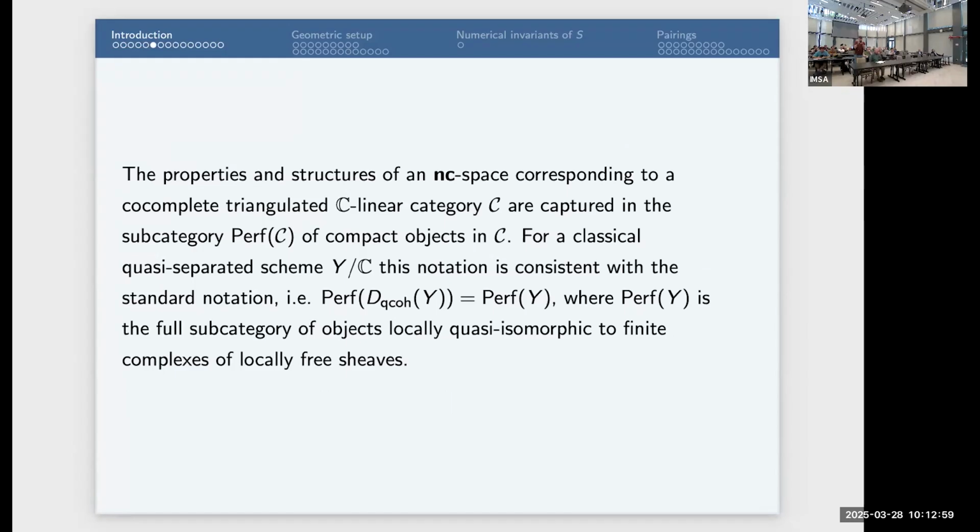The properties and structure of a non-commutative space corresponding to an open triangulated linear category are captured in the subcategory of perfect objects. For a classical separated scheme, this notation is consistent with the standard notation. In other words, the perfect category is the category of objects which are locally finitely presented and perfect.